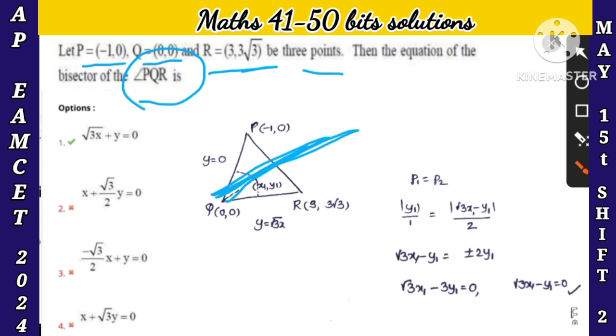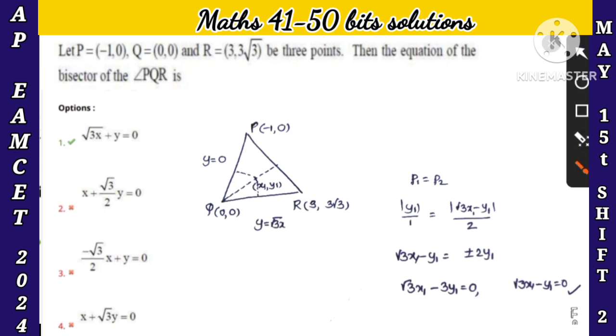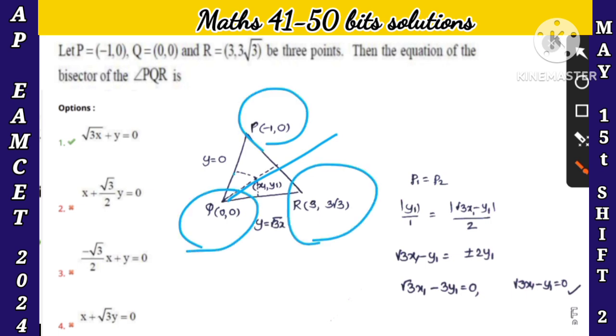This is the equation of the bisector. What is the meaning of the bisector? Angular bisector. The line that divides the angle into two equal parts is said to be the angular bisector. So first take the triangle like that; this is the P point, Q point, R point. Now what is the equation of PQ here? Y coordinates are equal, so simply y is equal to 0.